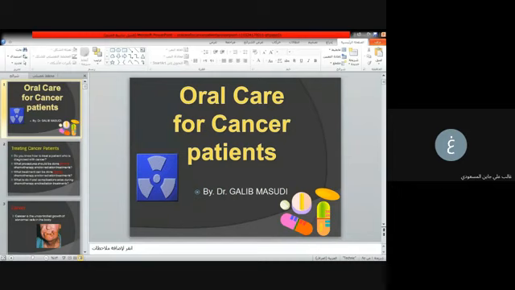Patients receiving radiation therapy to the head and neck are at risk of developing oral complications because of the risk of osteonecrosis in the radiation field. Oral surgery should be performed before radiation treatment begins.